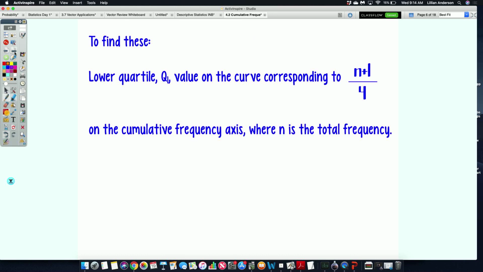So to find these, your lower quartile, like I said, which is Q1, is the value on your curve that corresponds to n plus 1 divided by 4 on your cumulative frequency axis, where n is your total frequency. So that formula of n plus 1 divided by 4 is how you go about finding your lower quartile.